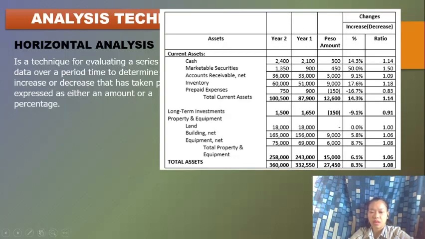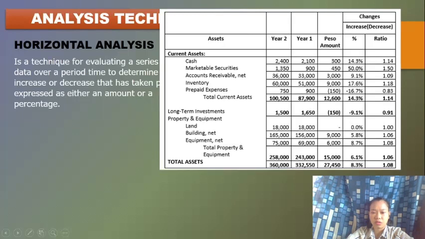For the 27,450,000, this is how we get the peso amount, percent, and ratio. You first subtract year 1 from year 2. The result is 27,450, and then you divide the peso amount by year 1, which gives you 8.3%. And to get the ratio of 1.08, you divide year 2 by year 1.